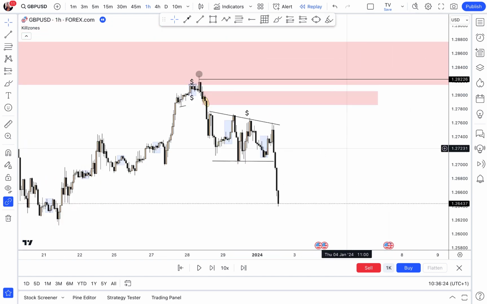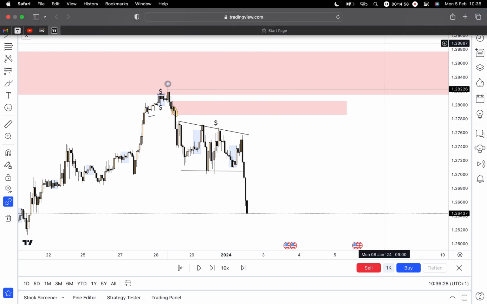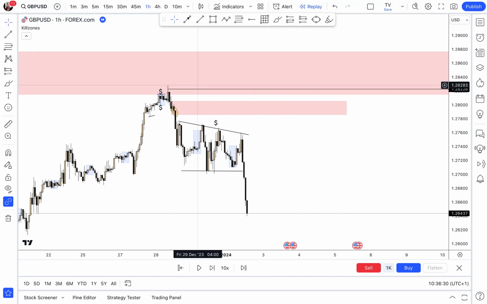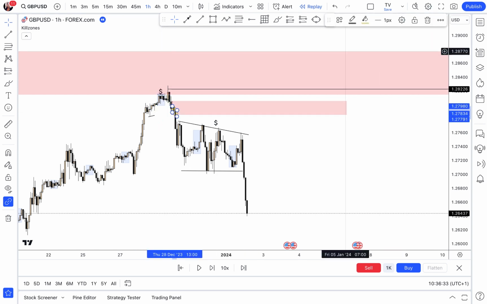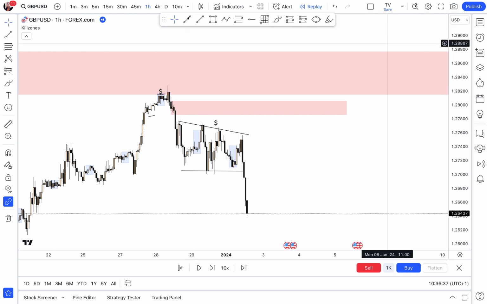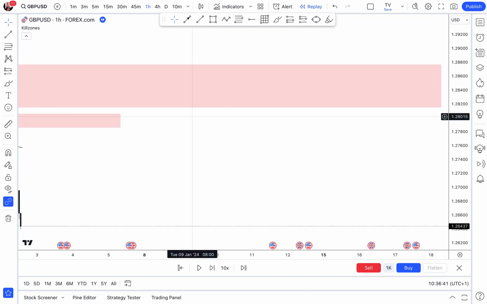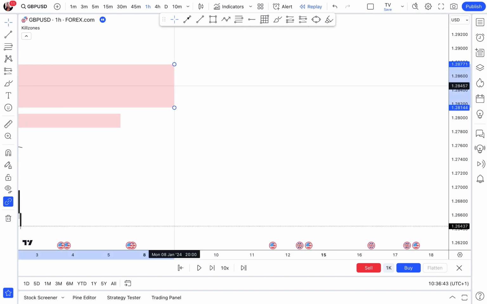So now, as you can see, we still have this zone that we are expecting price to pull back up into. So now I want to clear my charts in order to have a clearer view of this zone. Let me push this back.